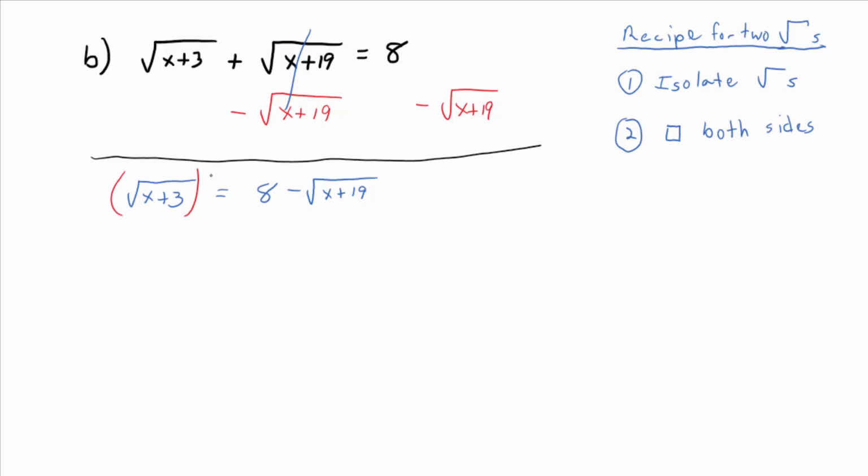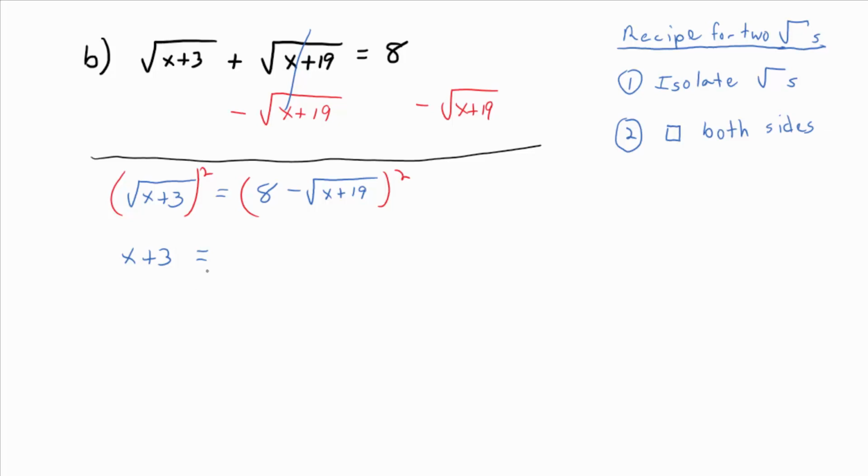Now, you have to be careful here. On that right side, you have to square the entire quantity. So put parentheses around that entire right-hand side. Now, the left-hand side is easy enough. What happens when you square the square root of x plus 3? You get x plus 3. That's the left-hand side. The right-hand side, not so easy.